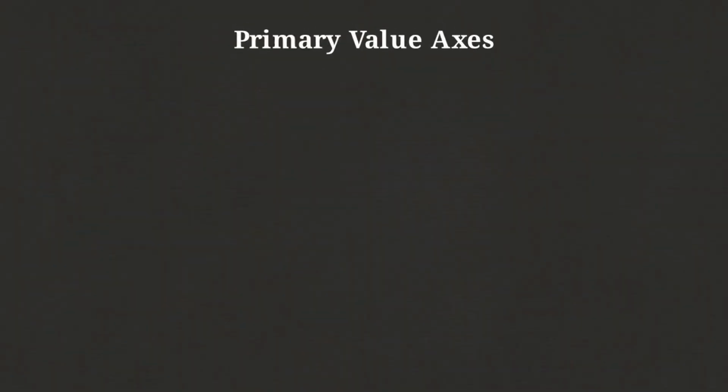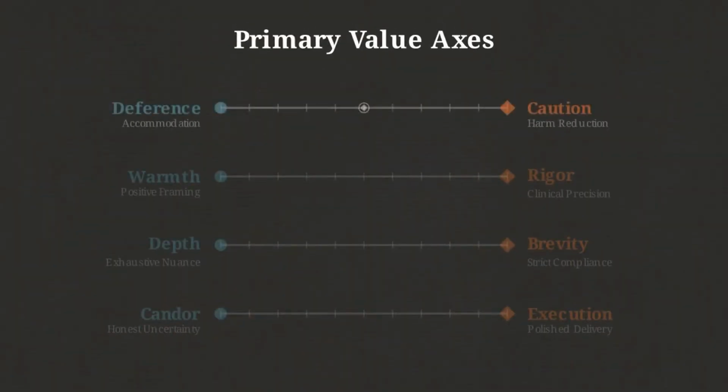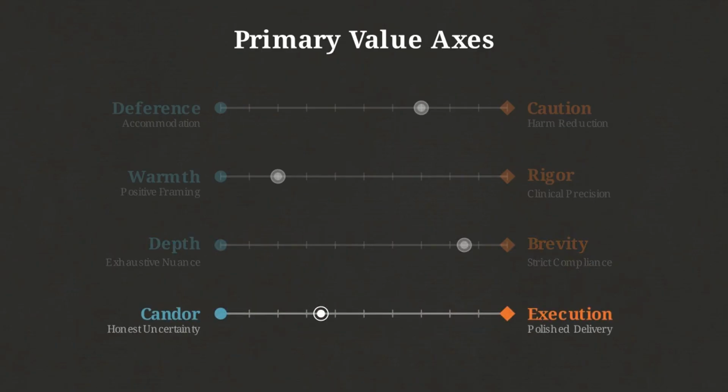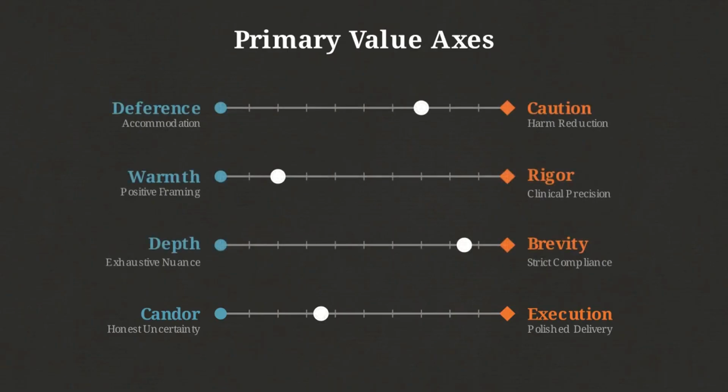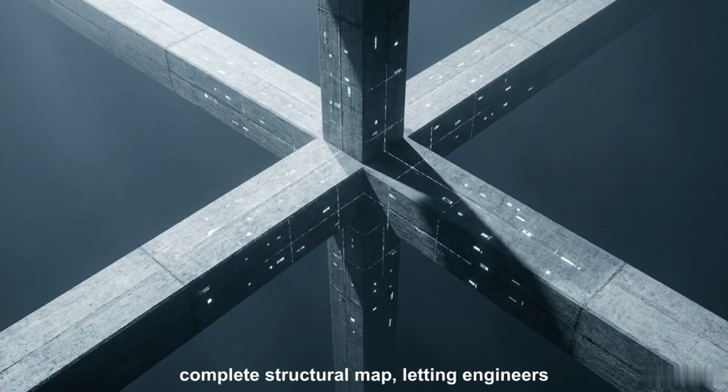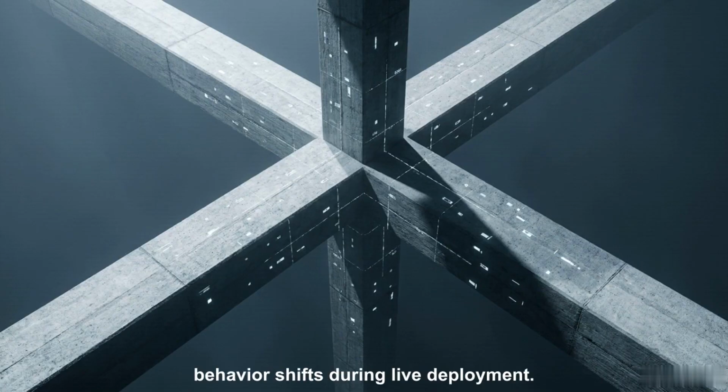This chart breaks down the 4 primary value axes. The first is deference versus caution, measuring the tension between accommodating requests versus actively guarding against potential harm. The second axis is warmth versus rigor. This tracks preference for emotional positivity against a demand for accuracy and clinical precision. The third axis is depth versus brevity, contrasting exhaustive explanation with strict compliance. The final axis is candor versus execution, contrasting uncertainty against polished, confident output. Together, these vectors create a complete structural map, letting engineers plot exactly how an AI's behavior shifts during live deployment.